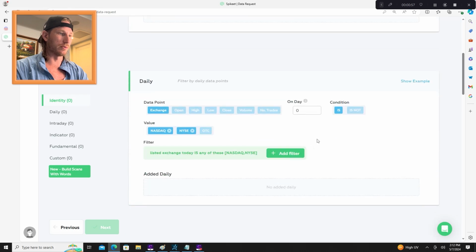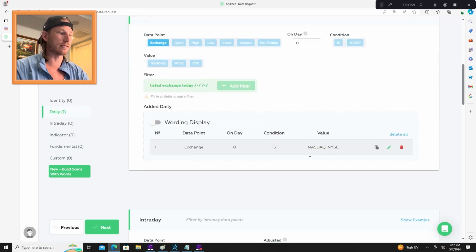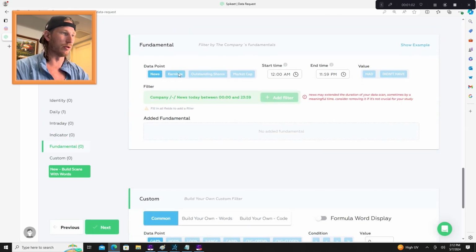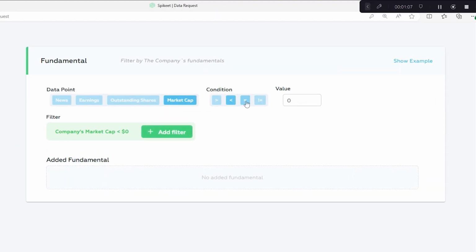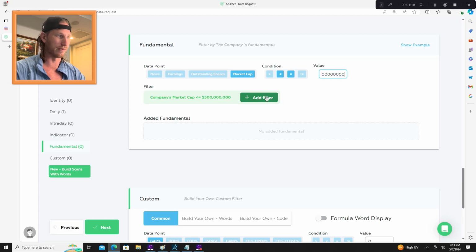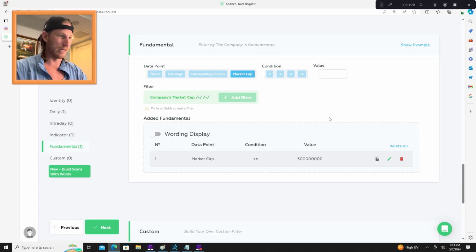So first things first, we want our NASDAQ, we want our New York Stock Exchange stocks. Secondly, I'm going to put a market cap filter on this. Market cap is less than or equal to 500 million. I like to deal with small caps, so that's why I have a market cap filter. I just don't want to see everything that sets up in this way. So we'll add that right there.